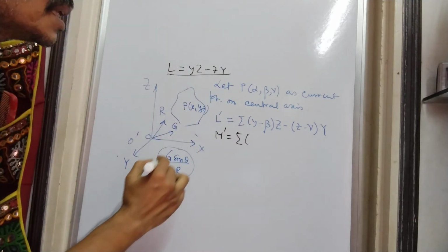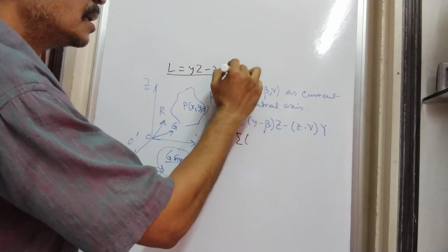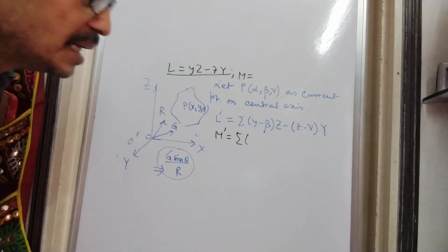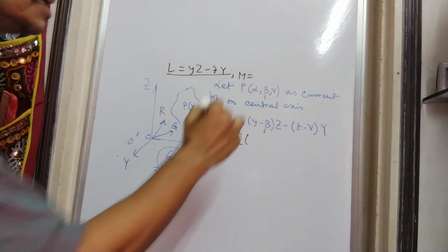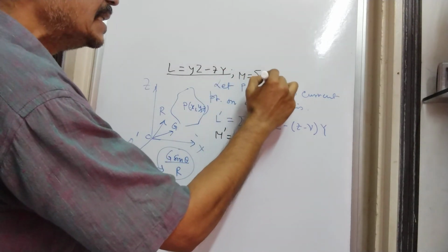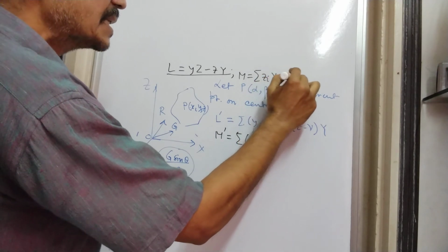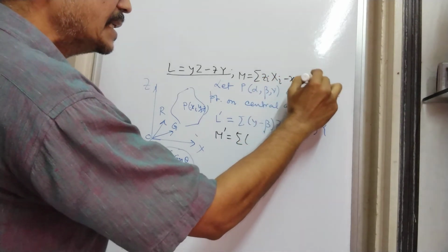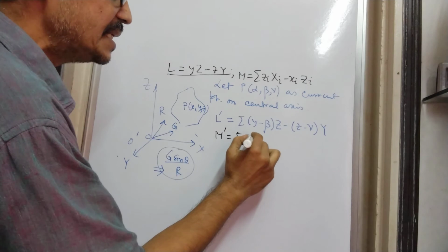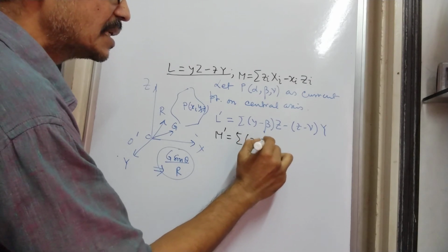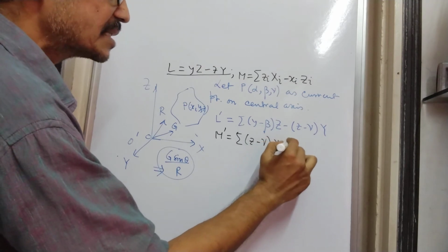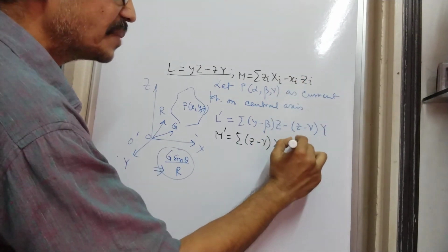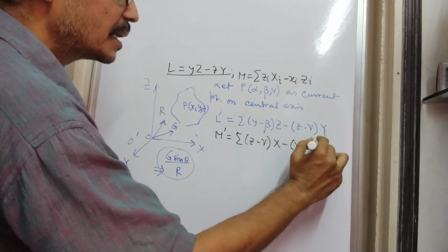What was M? M is the sum of the couples about the y axis. So M is nothing but summation zi xi minus xi zi. And here we have obviously z minus gamma into capital X minus alpha into capital Z.